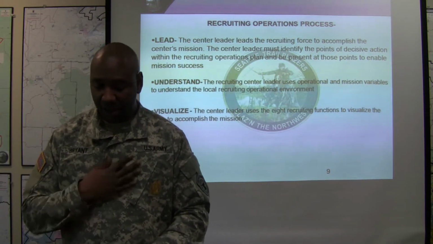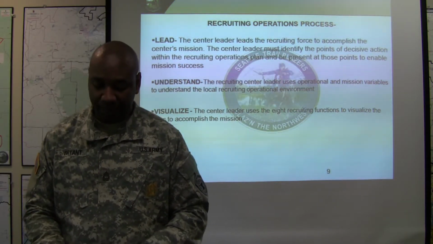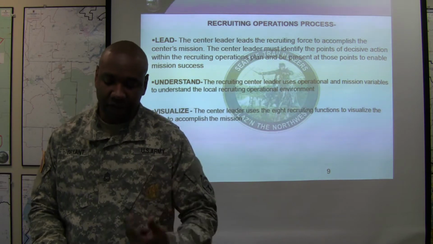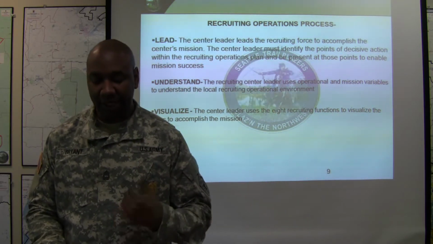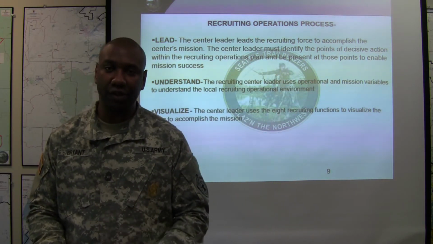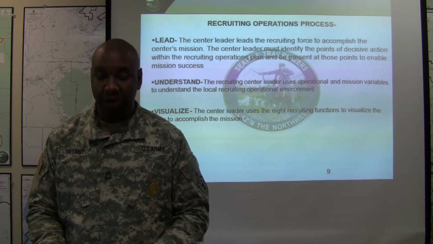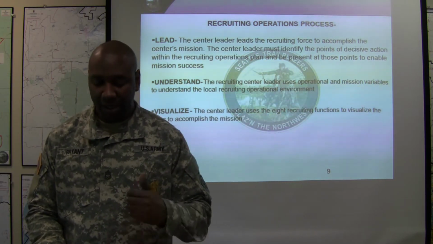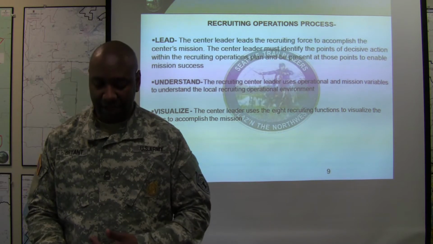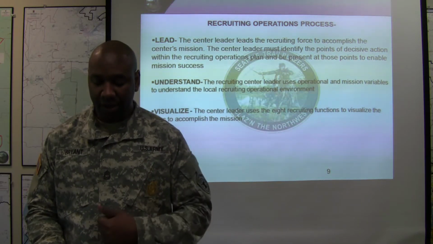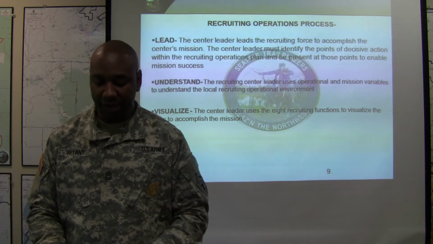Okay, next we're going to discuss getting into the recruiting process. Okay, three things that are very important for the center leaders to be able to do: lead, understand, and visualize. The center leader leads the recruiting force to accomplish the center's mission.